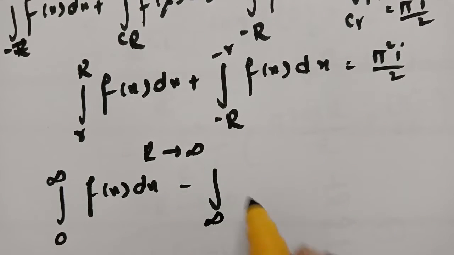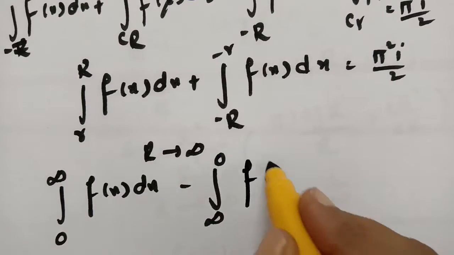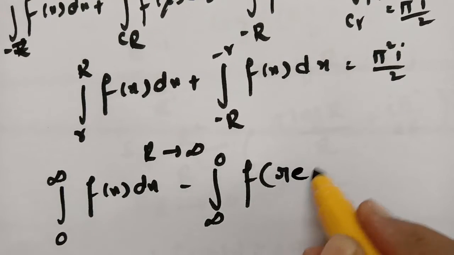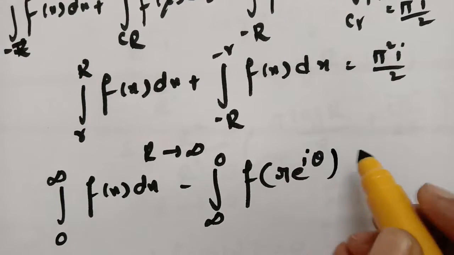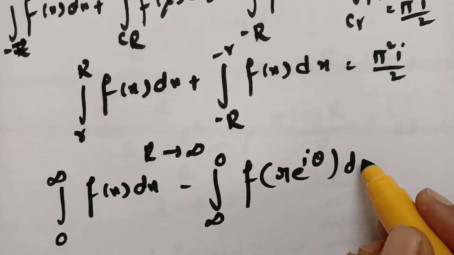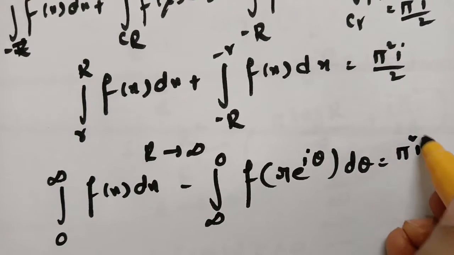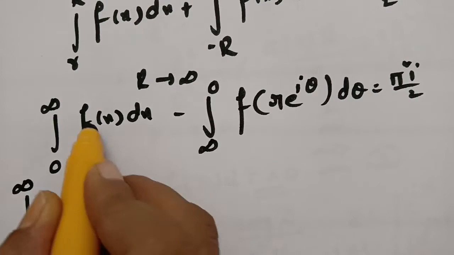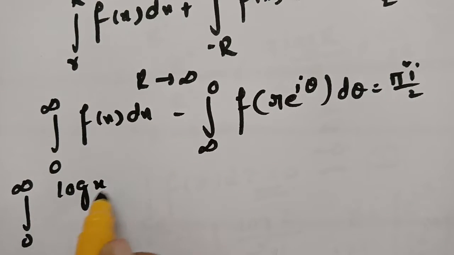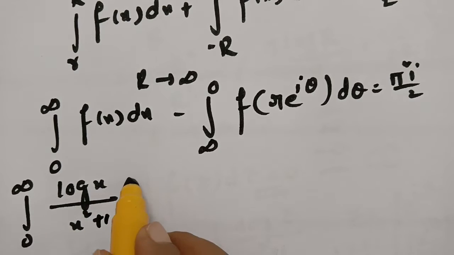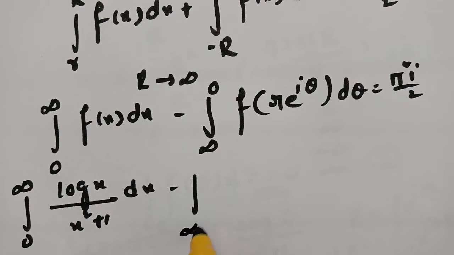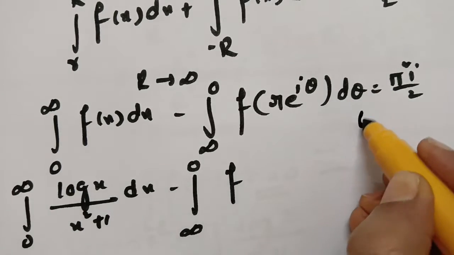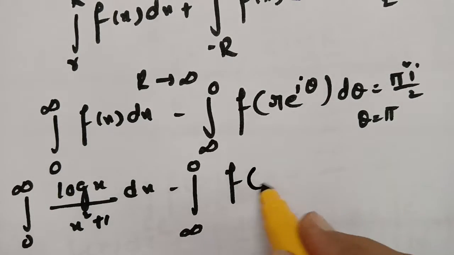So this will be minus infinity to 0, and this is small r, the radius, e power i theta, into d theta, which is equal to pi square i by 2. And this is nothing but the integral from 0 to infinity of log x by x square plus 1 dx, minus the integral from infinity to 0. And here theta is equal to pi, as it is a semicircle.